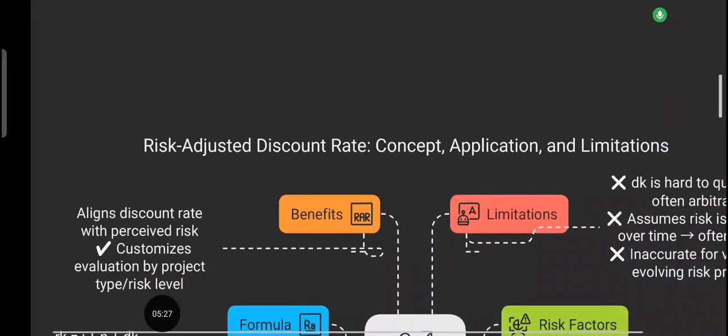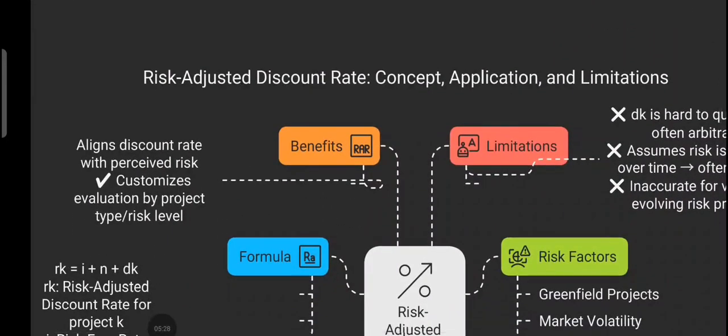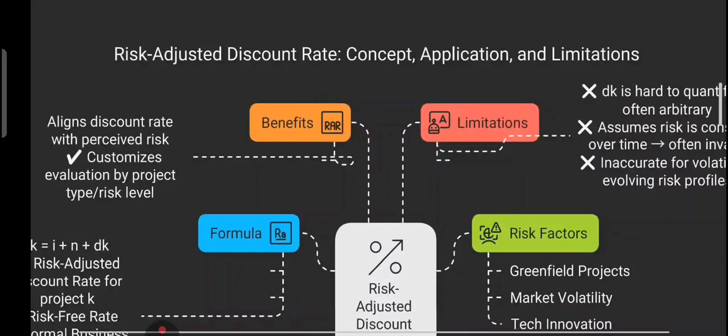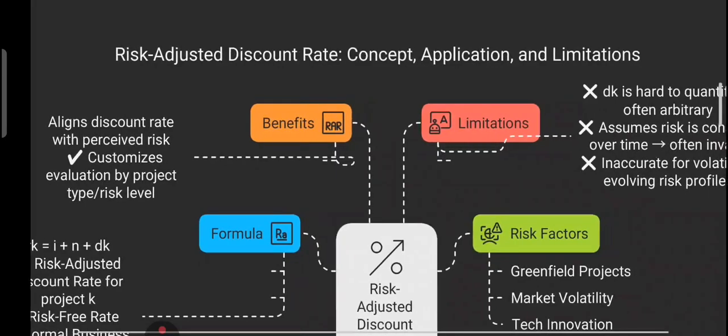Now friends, have a look at this risk adjusted discount rate. Very important concept from the examination point of view. So when evaluating investment under uncertainty, not all projects carry the same level of risk, right? That is where the risk adjusted discount rate, or RADR, comes into the picture. It is a very powerful tool that adjusts your discount rate to match the perceived project specific risk.